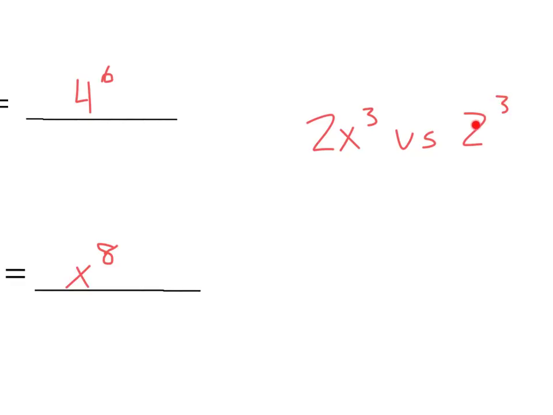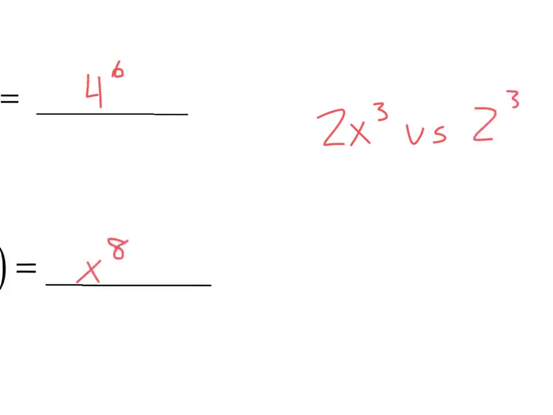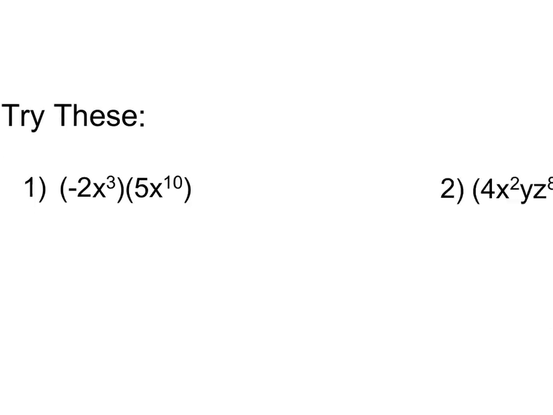So when we have bases, we apply the same rules that we learned over to the left. If we have coefficients, we do what we see, then we apply the exponent rules to the variables, to the bases. If we do not have a coefficient, we're just applying those exponent rules to that base. I just want to show you what that looks like here on try these number 1.